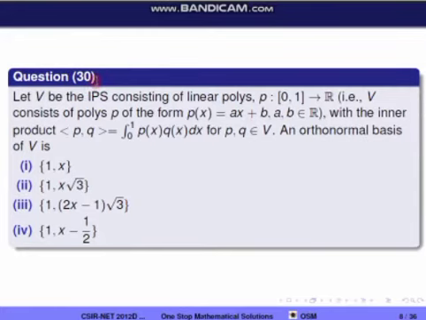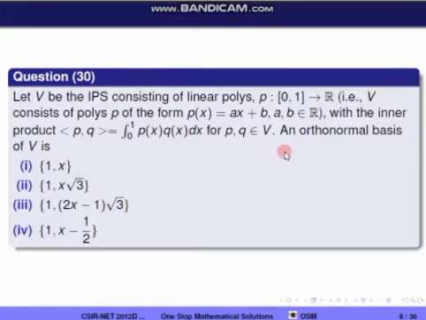Next question, question 30. Let V be the inner product space consisting of linear polynomials P from the closed interval [0, 1] to R. That is, V consists of polynomials P of the form P of x equal to ax plus b, where a and b are elements of R, with the inner product of P and Q equal to the integral from 0 to 1 of P of x Q of x dx for P, Q in V. An orthonormal basis of V is. So we are given an inner product space and the inner product is defined by this equation. Then we have to find its orthonormal basis.